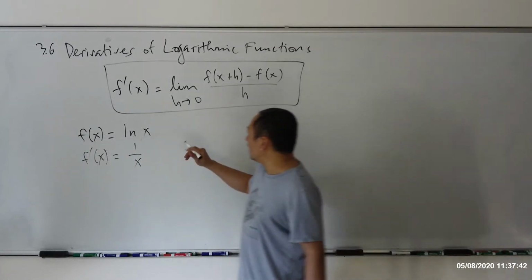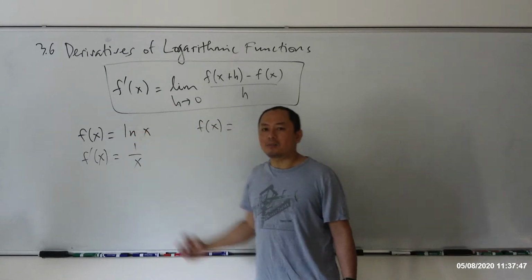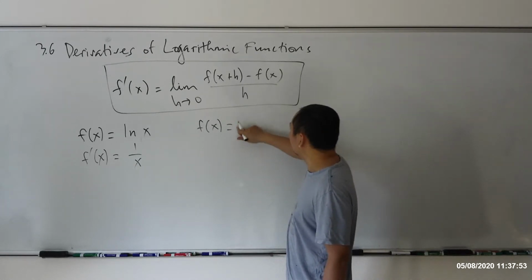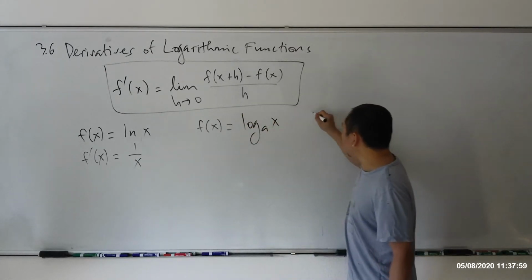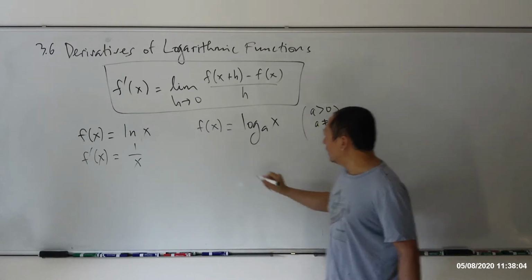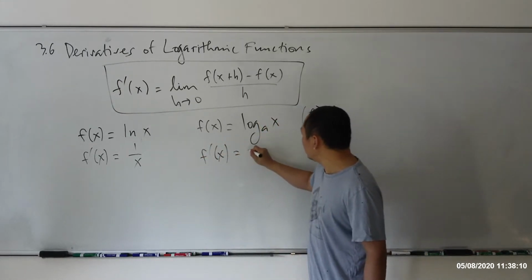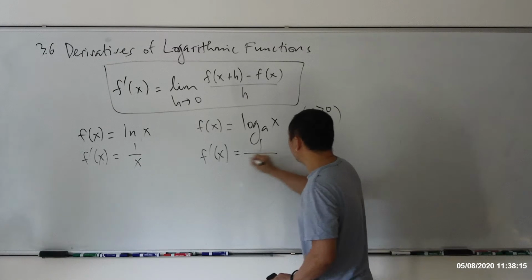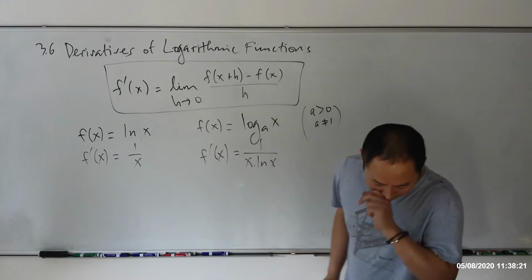A little bit more general. ln means log base e, the natural base number e. Now we have a general base a, log base a of x, and we call it a condition for the base. a needs to be positive and a needs to be different from 1. Then the derivative f prime of x is 1 over x times ln of a in the bottom.